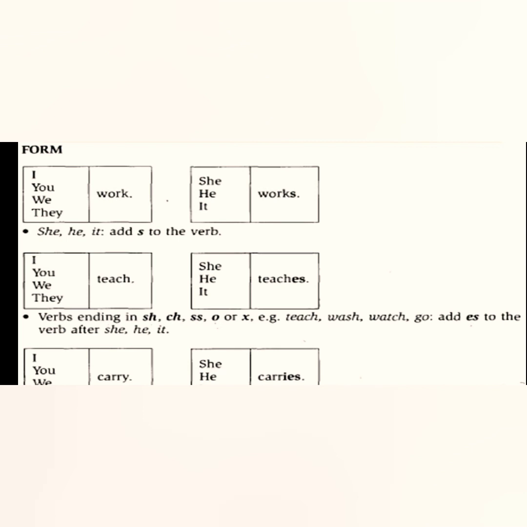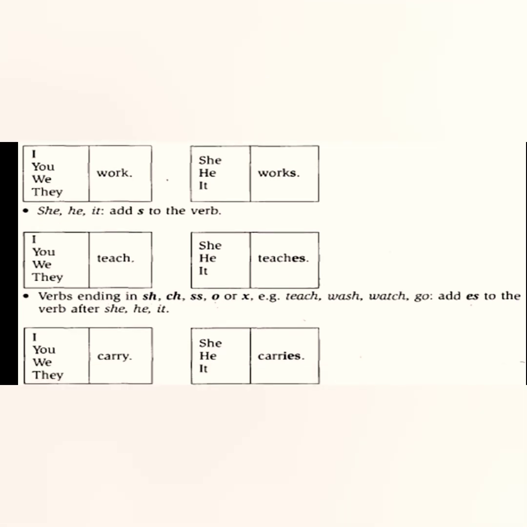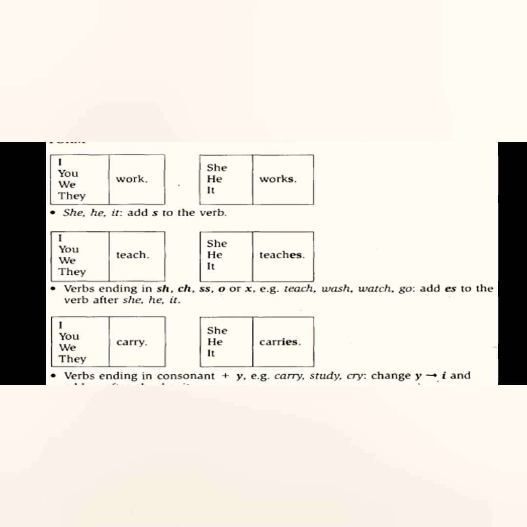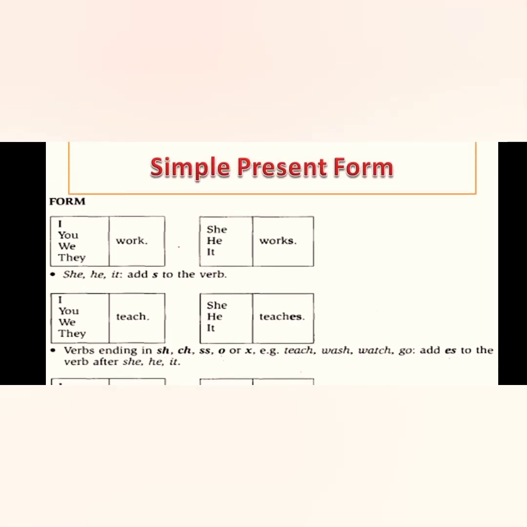She walks, he walks, it walks. I teach, you teach, we teach, they teach. But she teaches, he teaches, it teaches. Similarly, I carry, you carry, we carry, they carry. But she carries, he carries, it carries. So what you have to do, you just need to follow the rules I have just discussed with you. Then it will be very easy for you to understand when to use S and ES with the verb.